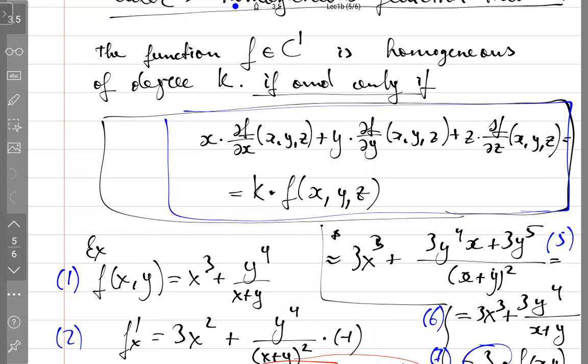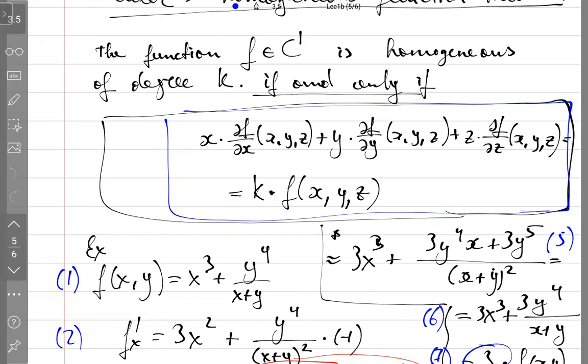So if you'd like to be too formal, you may explicitly exclude zero in the function, if you worry about this. So the main idea is, because a function may be homogeneous on the region, yeah?